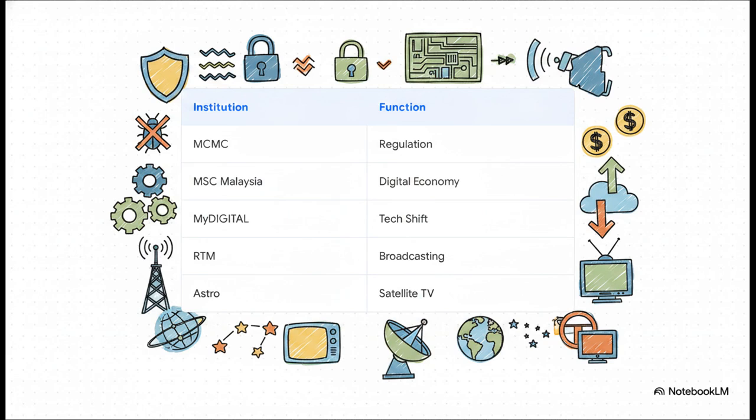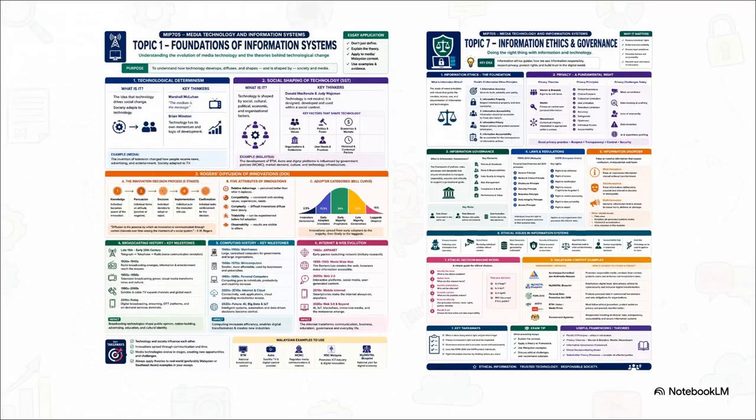For the quiz, you absolutely need to confidently link our local institutions to their primary functions. The MCMC is your core regulatory body governing networks and cybersecurity. MSC Malaysia, along with the newer My Digital Blueprint, are the strategic engines driving our national digital economy forward. Over on the media side, RTM is your traditional public broadcaster, while Astro represents the massive expansion of satellite TV, and they're sitting right alongside huge conglomerates like Media Prima, who are heavily using data analytics to drive their audience engagement.